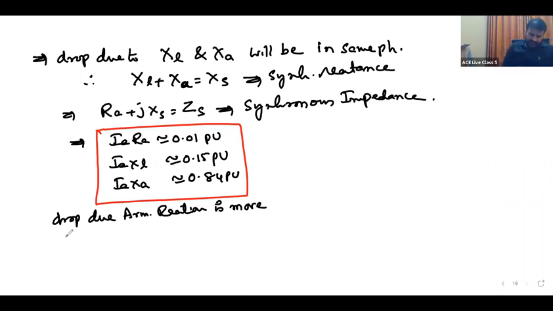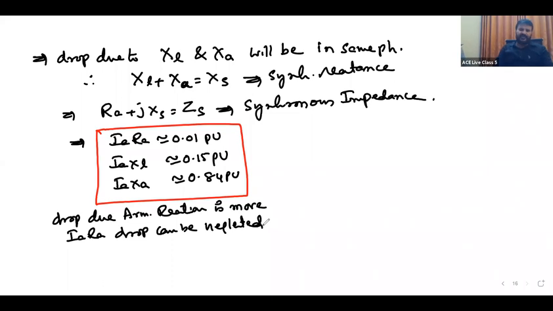Resistance drop can be neglected. The IA-RA drop can be neglected; most of the times it can be neglected. It is given, we can take it since it is very small. Since it is very small, the drop due to resistance is very, very less, negligibly small. Neglected.